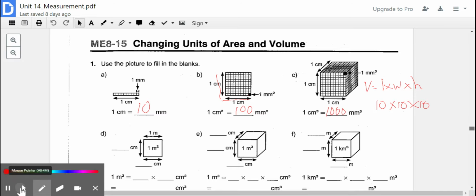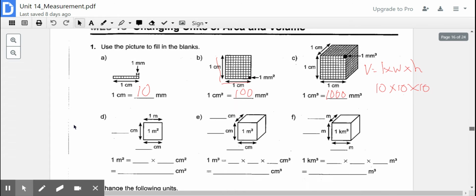Let's take a look at the next question now. I'm just going to scroll down, if I can. There we go.